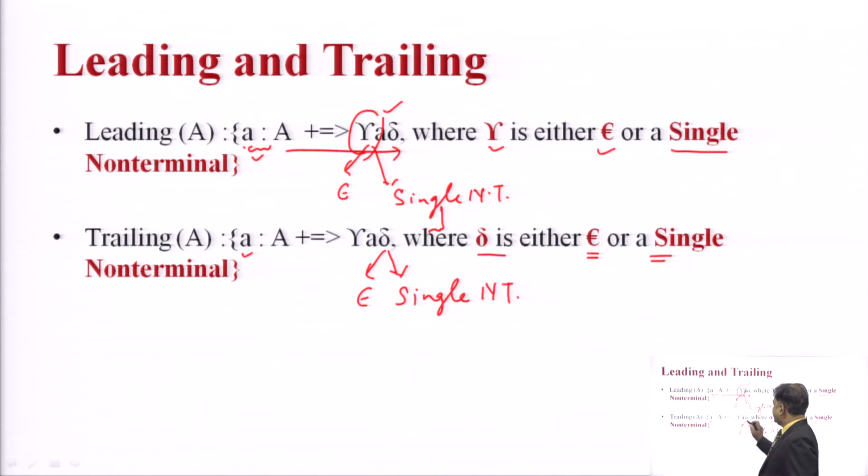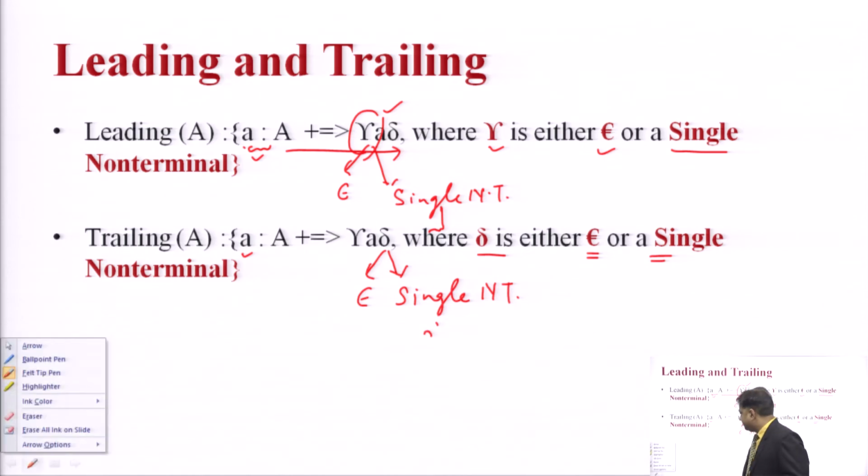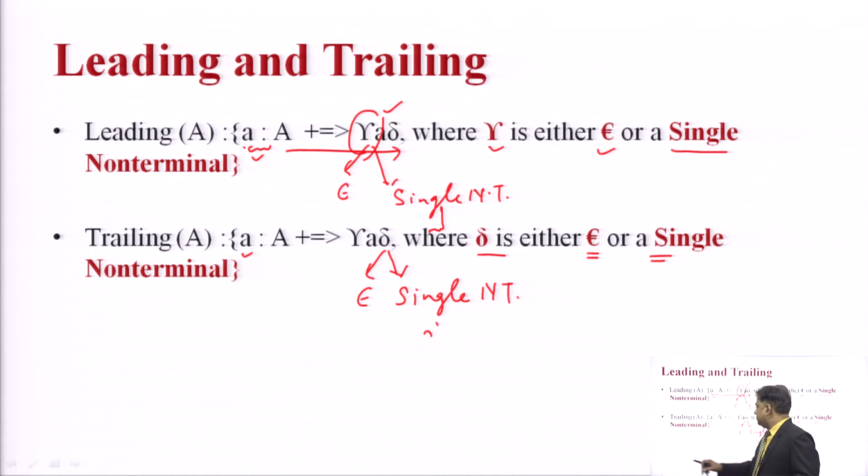If it is so, then this a becomes the trailing of A. Trailing of A means the first symbol from the back. Leading means the first symbol from the front. Symbol means terminal: the first terminal from the front and the first terminal from the back. That is the actual definition of leading and trailing.